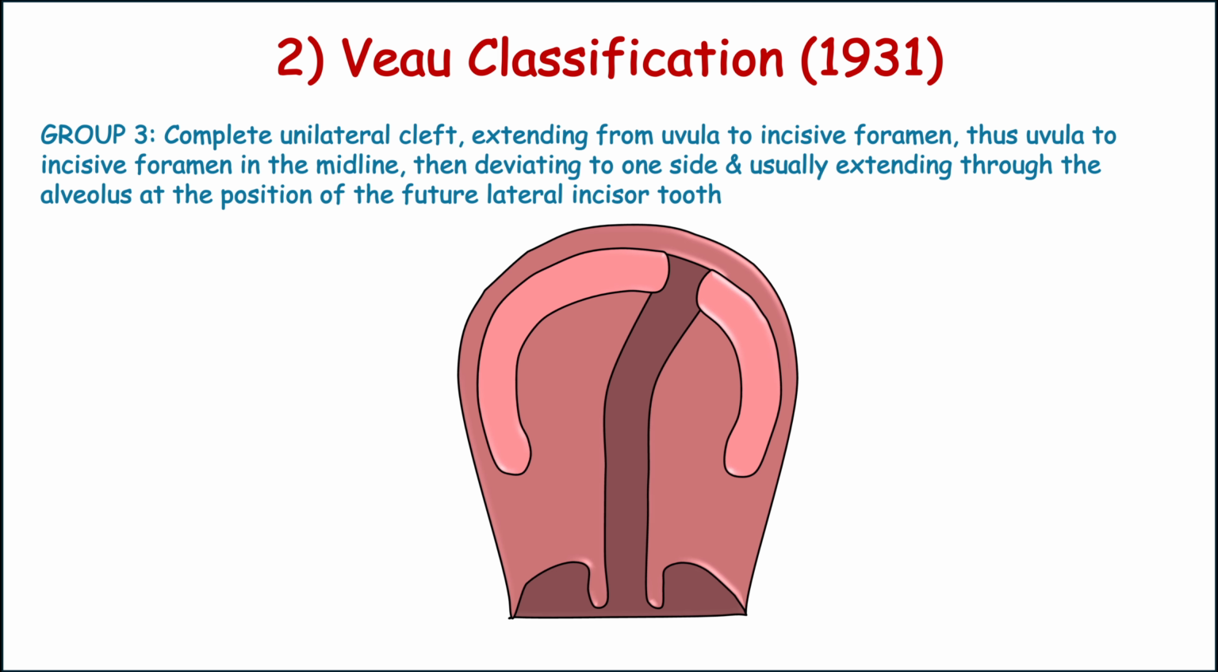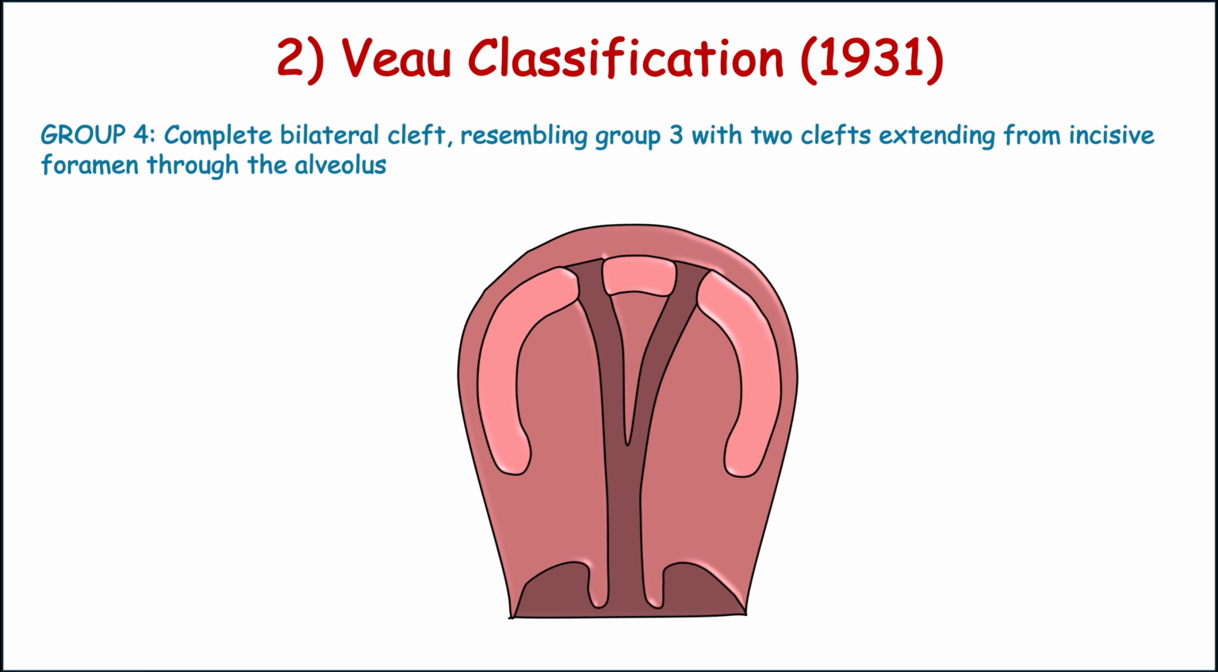Group 3, which is complete unilateral cleft from uvula to incisive foramen, and it occupies the future incisor tooth in alveolus. Group 4, which is bilateral complete cleft, resembles group 3 with 2 clefts from incisive foramen through alveolus.